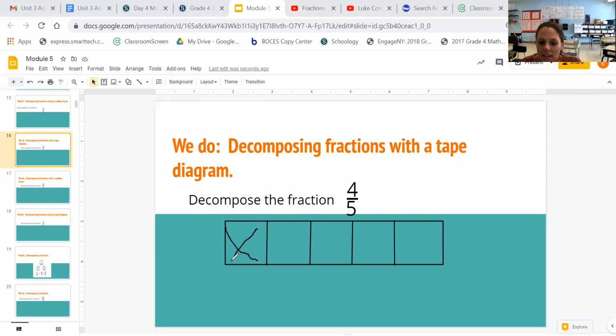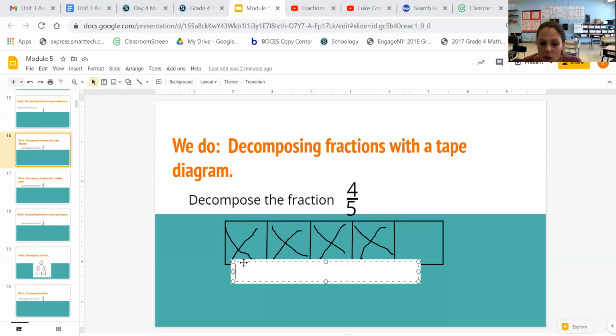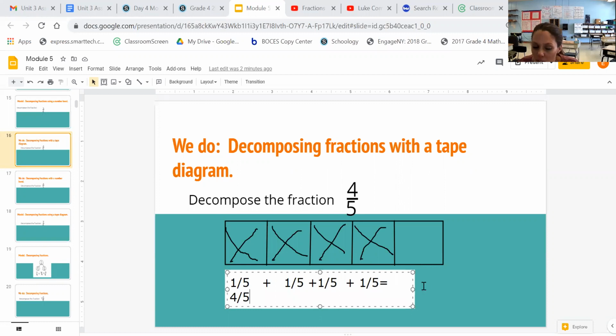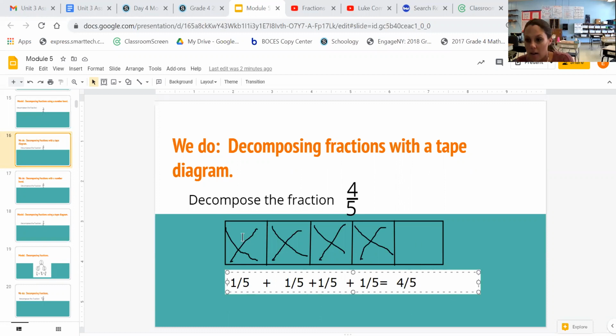Maybe I'll put an X through it. 1, 2, 3, 4. Now you should have used your unit fraction to show that if I have 1/5 plus 1/5 plus 1/5 plus 1/5, it gives us a total of 4/5. Notice my denominator is not changing. I'm always talking about 5 parts. There's 5 of them to make a whole. And then I used my unit fraction of 1/5 4 times to get to 4/5.